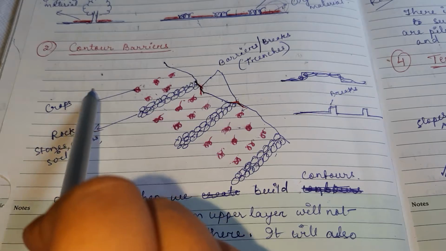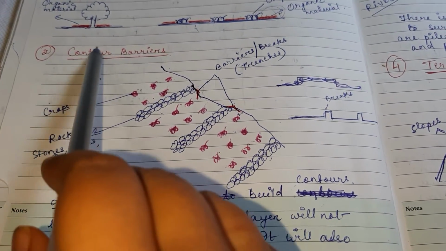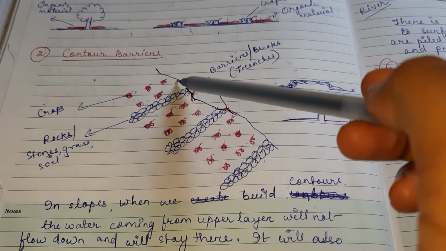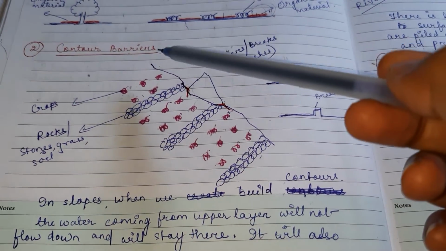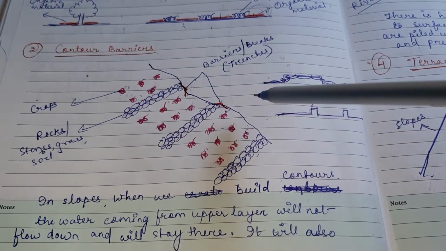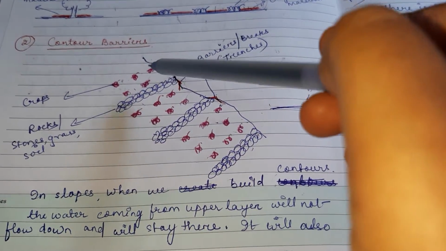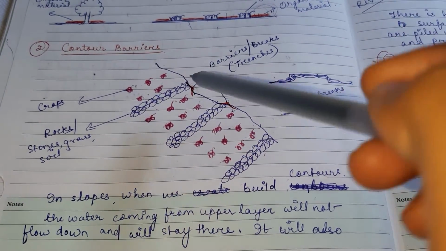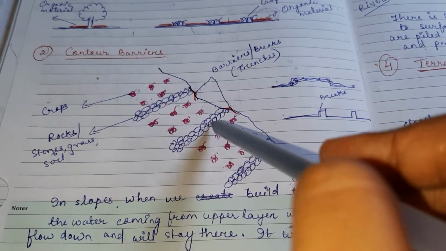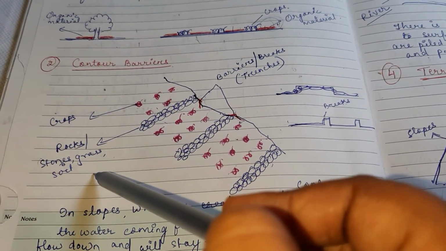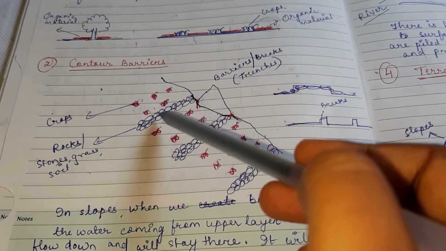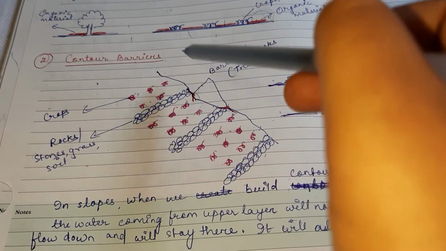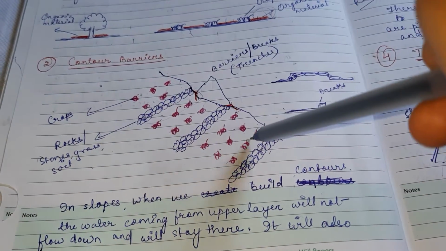The next method is contour barriers. Contours act as a kind of barrier. On steep slopes, what happens during rainfall? The water from the upper layer flows down, leading to surface runoff, and finally the top layer of the soil is washed away, leading to soil erosion. So here some barriers are created using rocks, stones, grass and soil. These are some crops and these are some barriers created in order to prevent the flow of water.